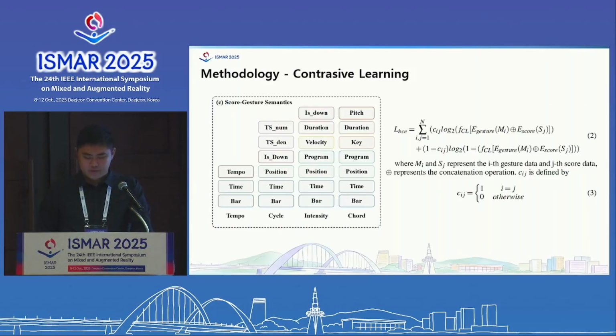We also divide the semantics of the musical score into 4 parts, including tempo, which might influence the speed of the conductor's movements, and cycle, which determines the cycle of the conductor, and intensity, which might influence the amplitude of the conductor's gesture. And chord, which we consider as a hidden musical feature.